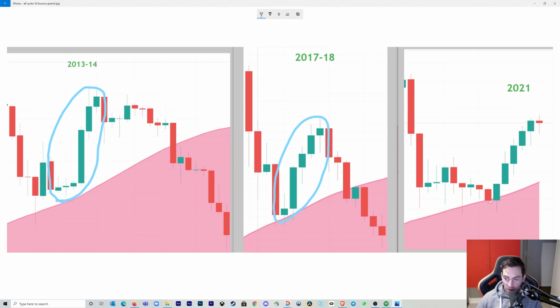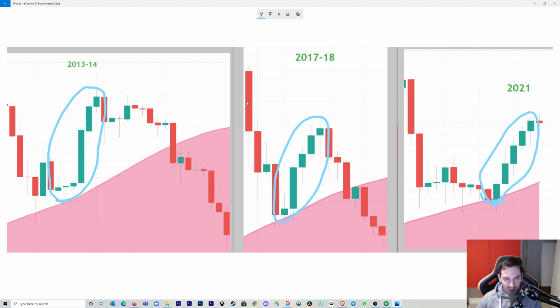Well, it should, because if you look at 2021, when we bounced off, you can see here we closed right on the 50-week. We had a series of green weeks all in a row. I think it's staggering how similar these three cycles are playing out.